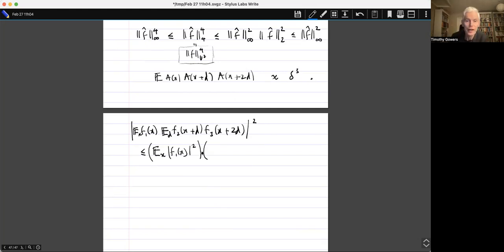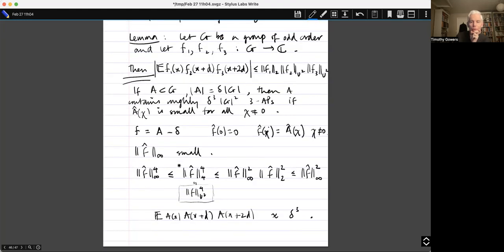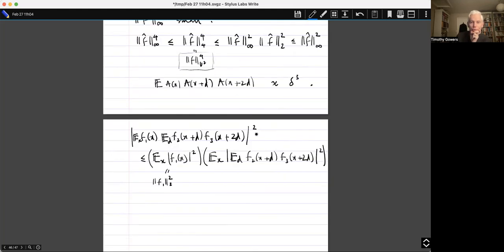And now I have the average over x, average over d of f2 of x plus d, f3 of x plus 2d, squared. So that part here is just the L2 norm of f1 squared, and if we look up here, we had the L2 norm of f1, and the squared has just come from the fact that I've squared the thing I'm trying to bound.